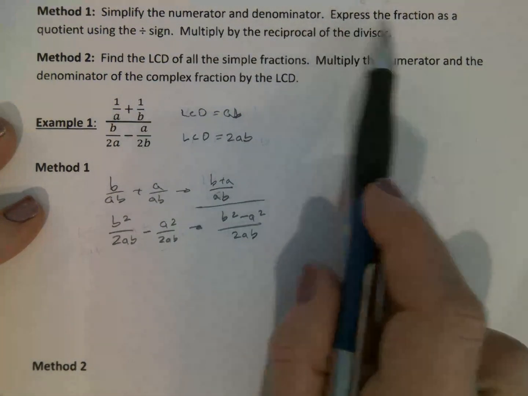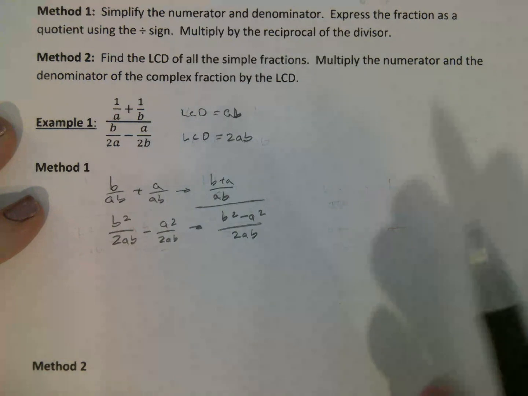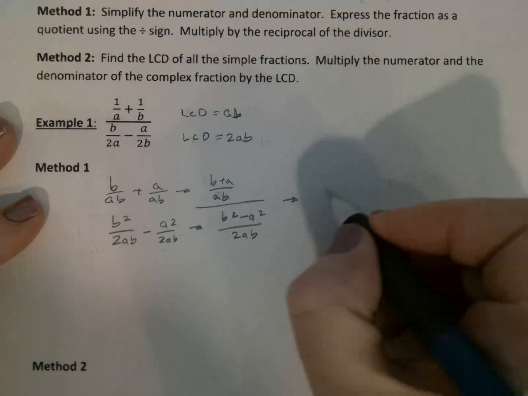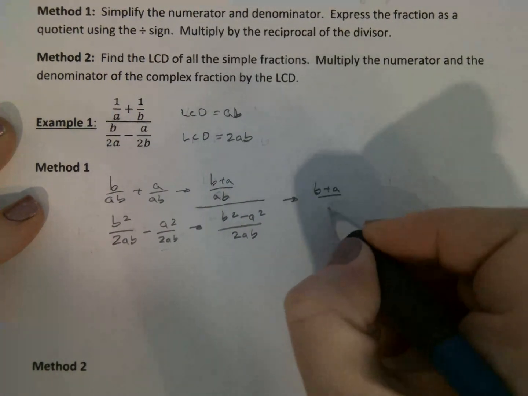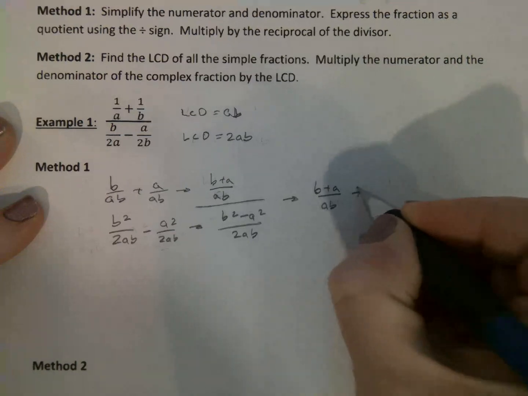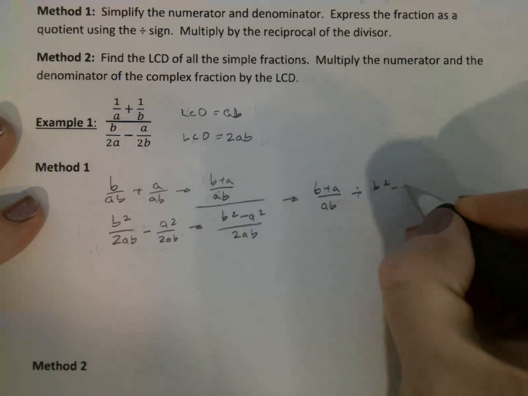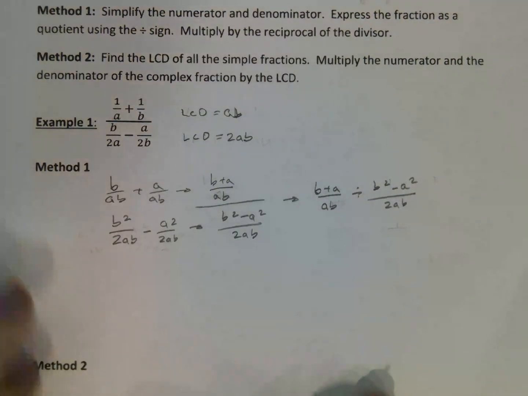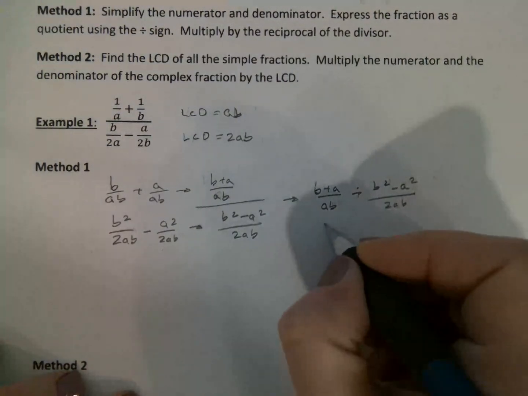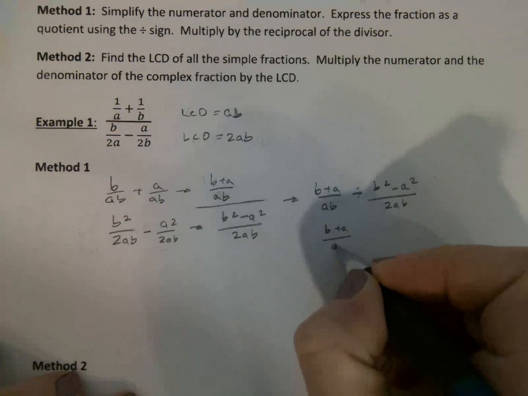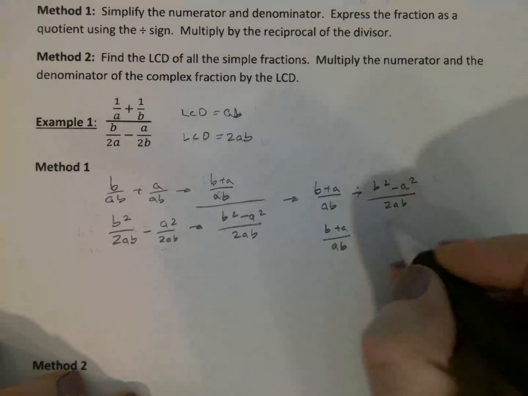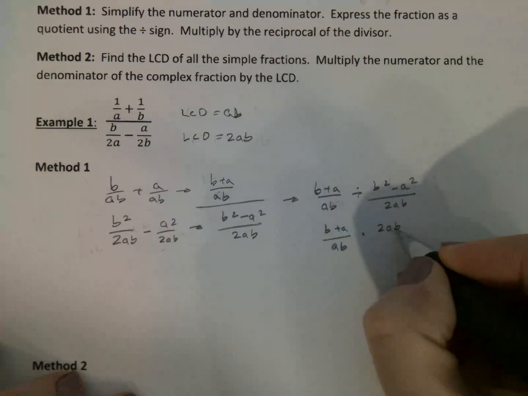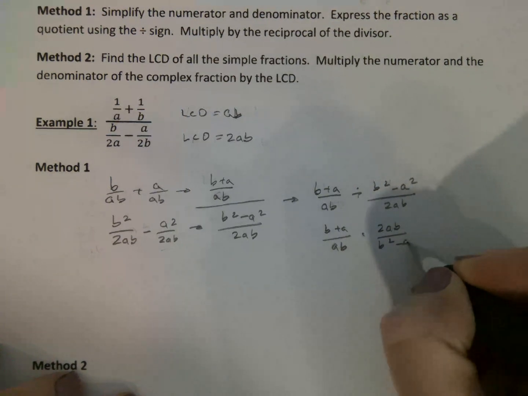The second step says express the fraction as a quotient using the division sign. So what that means is I'm going to take my first fraction, divide it by my second fraction. Okay, which we know how to do. So I'm going to go ahead and just simplify that. So I have B plus A over AB times 2AB over B squared minus A squared.